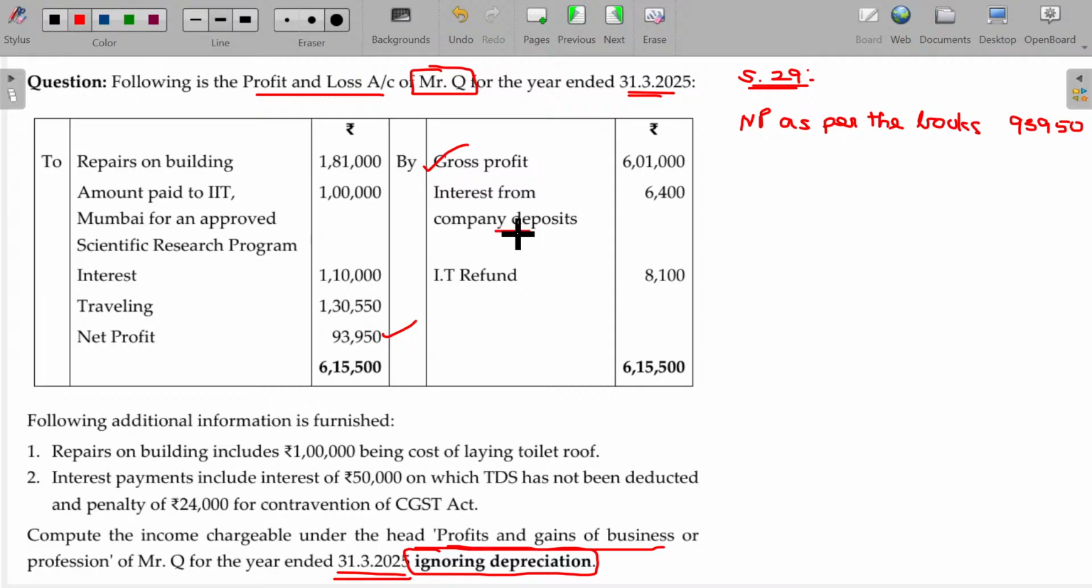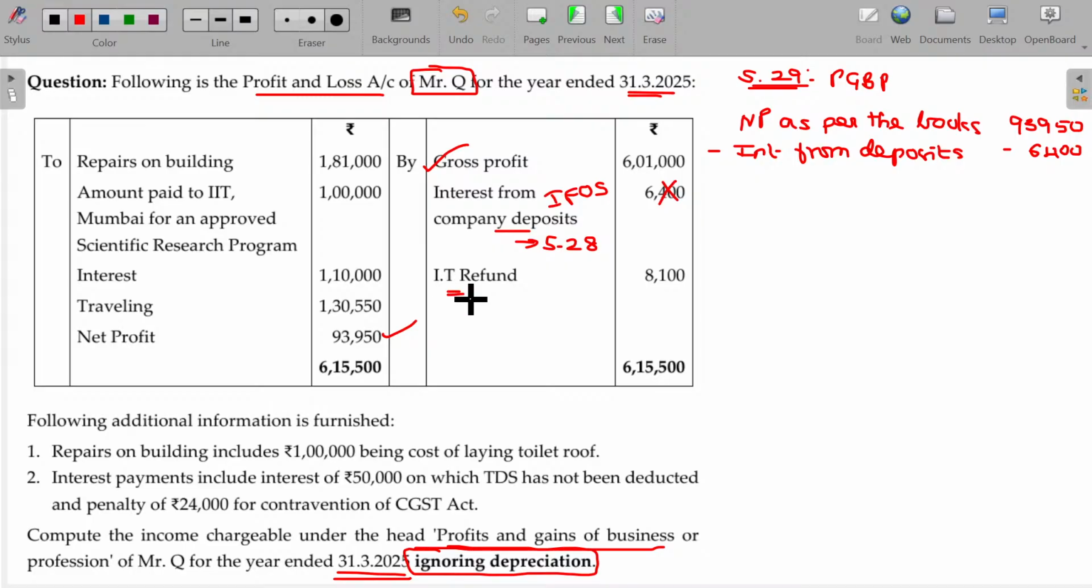Interest from company deposits will fall under income from other sources, not under section 28. What items fall under section 28? We have been given a list in section 28, related to the business, but this 6,400 is not related to the business, so I have to remove this. If I remove it, profit will decrease. So minus interest from deposits, this value being 6,400.